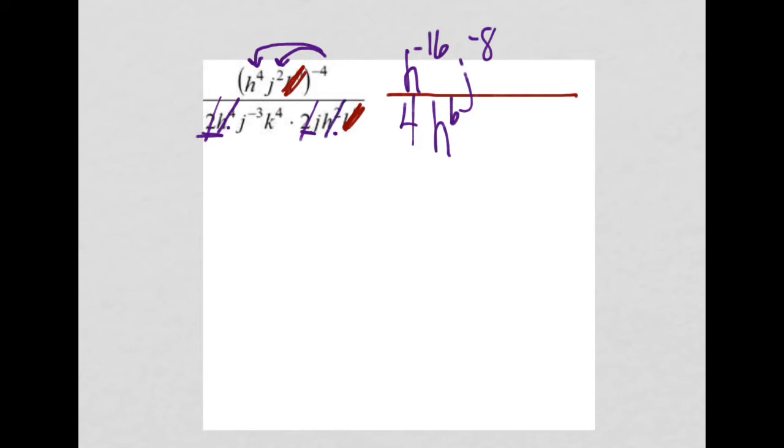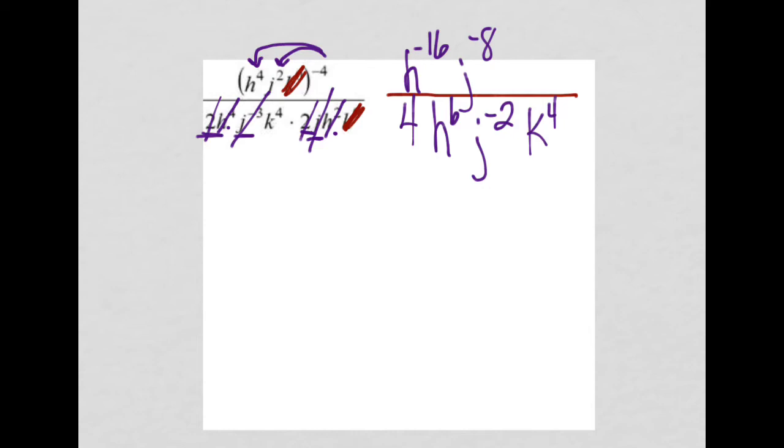That's gone. That's gone. So then I look to my j's. I have negative 3 plus that 1 will make j to the negative 2. So that's gone. That's gone. And I only have one k, and he's k to the 4th.